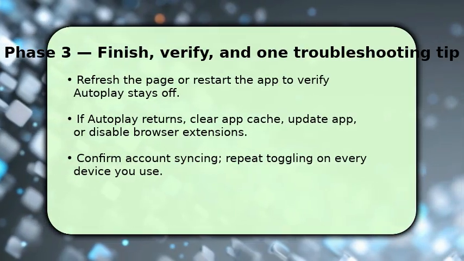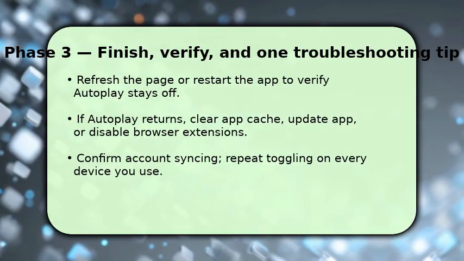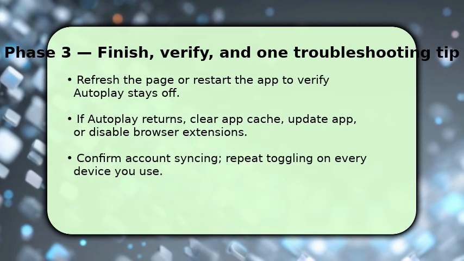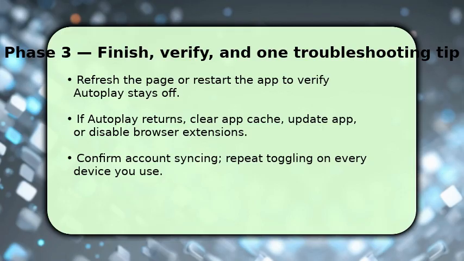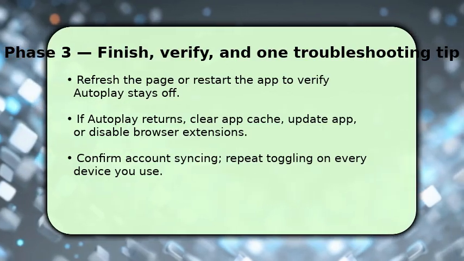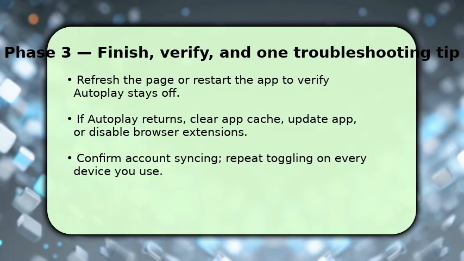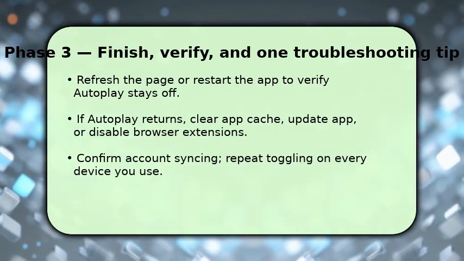On desktop, disable browser extensions that alter playback. Make sure account sync settings aren't reapplying defaults and repeat the toggle on each device you use. If problems persist, sign out and sign back in, because sometimes the account state needs a refresh to respond.